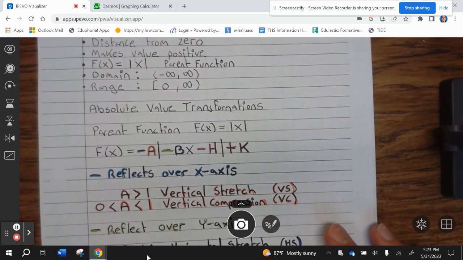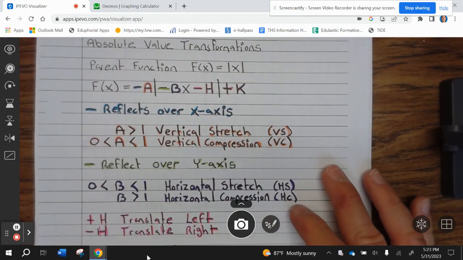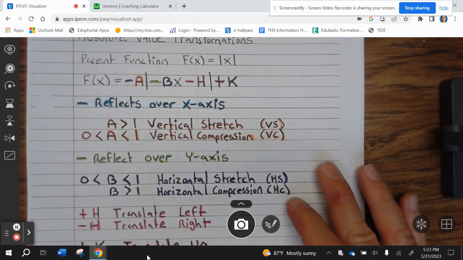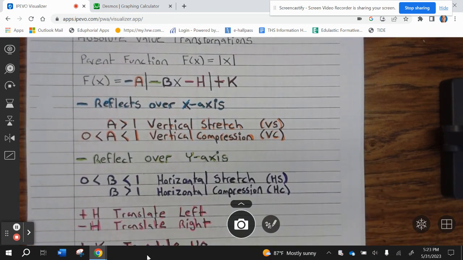Absolute value transformations. When f of x equals negative a times absolute value of negative b x minus h plus k, the negative in front of the a reflects over the x-axis. When a is greater than 1, it's a vertical stretch. When a is greater than 0 but less than 1, it's a vertical compression. When the negative is in front of the b, it reflects over the y-axis.